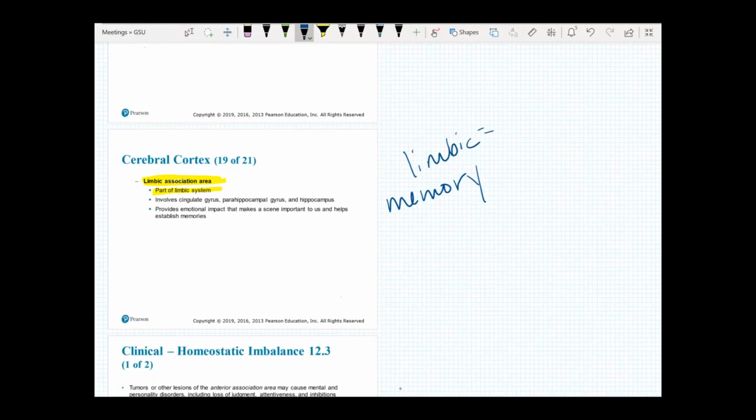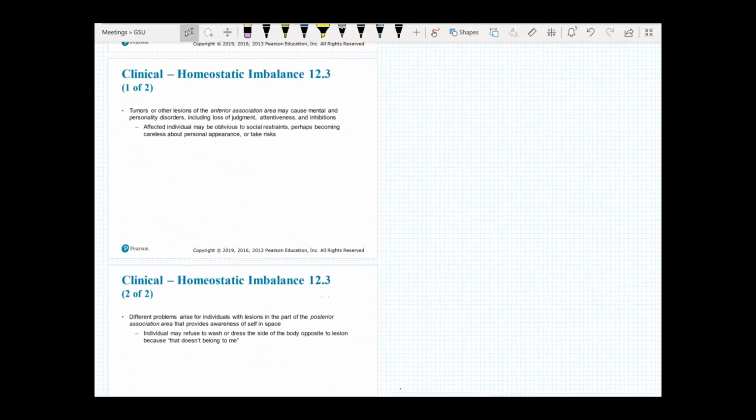Okay, so when we're looking at any kind of tumor, lesion, or injury to an anterior association area, which is that prefrontal cortex, as I said, that's where your personality can reside. So that can result in a change in a personality disorder, being able to lose judgment, logic, reason, all of those pieces. So brain damage is important to be able to keep an eye on. Brain damage to the frontal lobe essentially can shift the personality of someone completely.